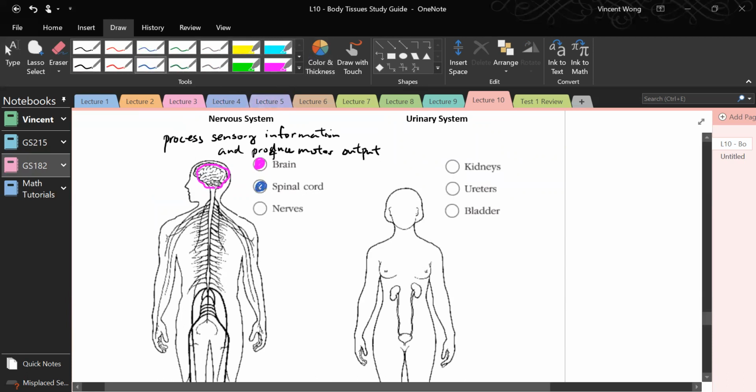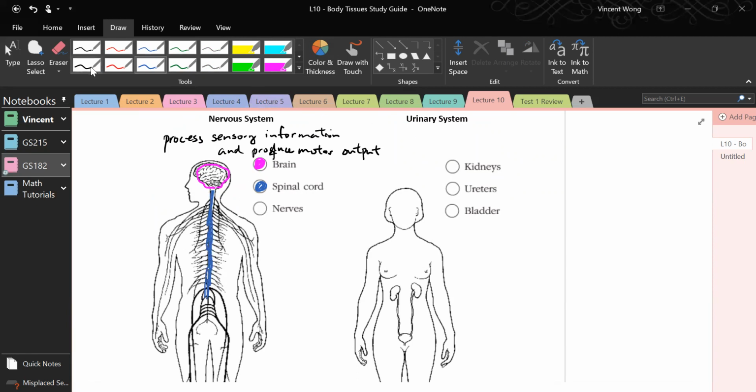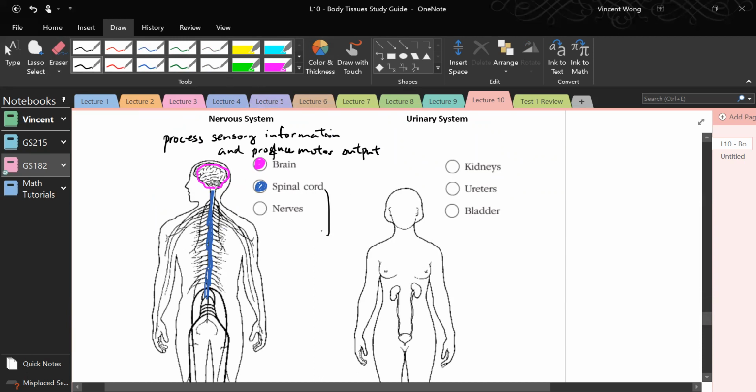The spinal cord is right here, all the way down, just down the center. It's actually in the middle of your vertebral column, your backbone. So the spinal cord is basically an information highway between the brain and the body.